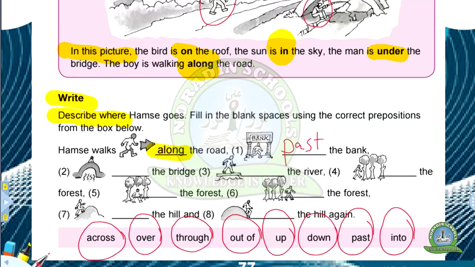The bridge. Okay, the river, the forest. Okay, the forest, the hill, and the hill again.